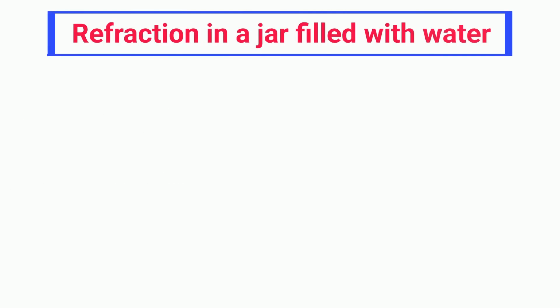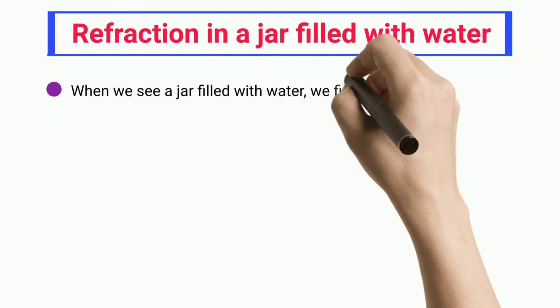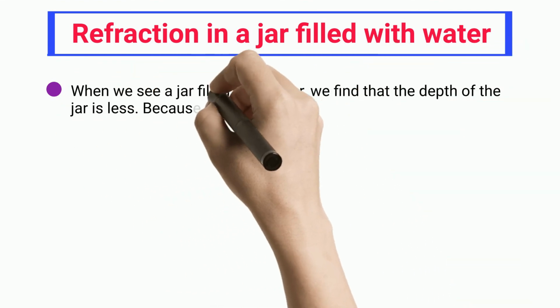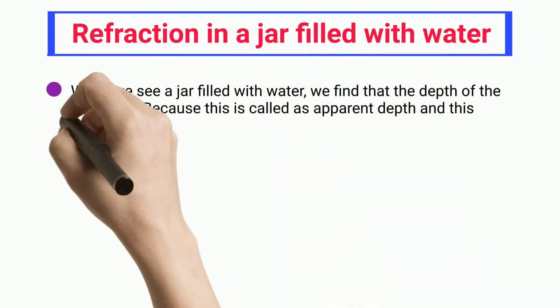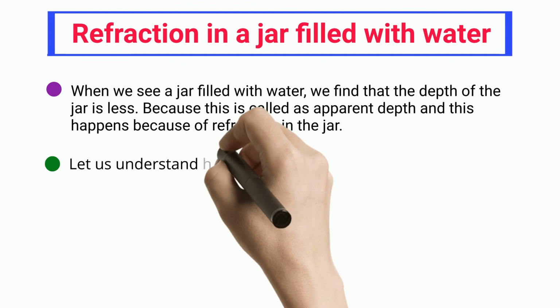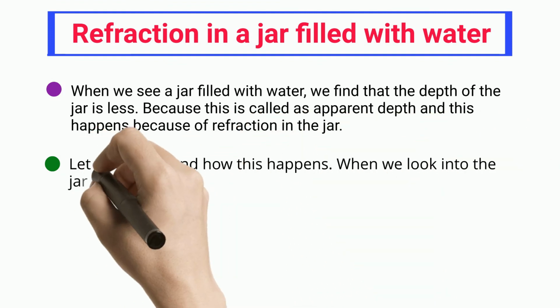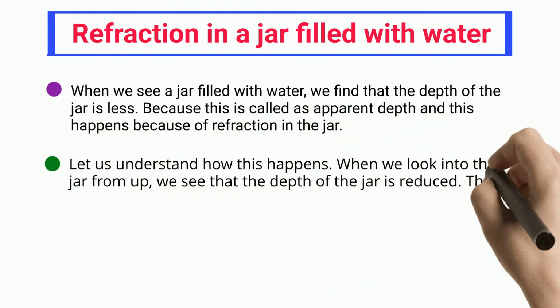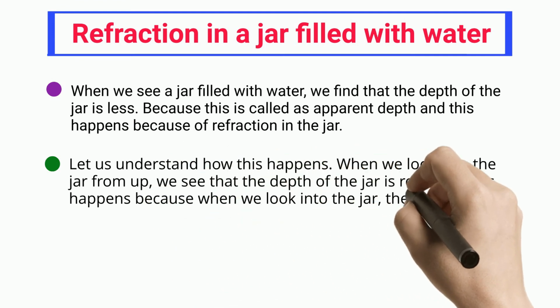Refraction in a jar filled with water. When we see a jar filled with water, we find that the depth of the jar is less. This is called apparent depth, and this happens because of refraction in the jar. Let us understand how this happens. When we look into the jar from above, we see that the depth of the jar is reduced.